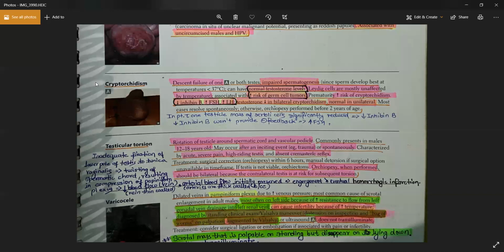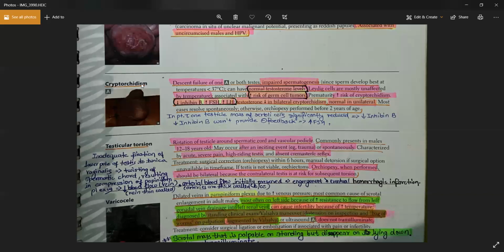Normal testosterone. Testosterone will be normal, yes. What about the FSH and inhibin? Low inhibin and high FSH. So low inhibin, high FSH, slightly increased or normal LH, and a normal testosterone. That's what you will see in cryptorchidism, because the Leydig cells are not affected.